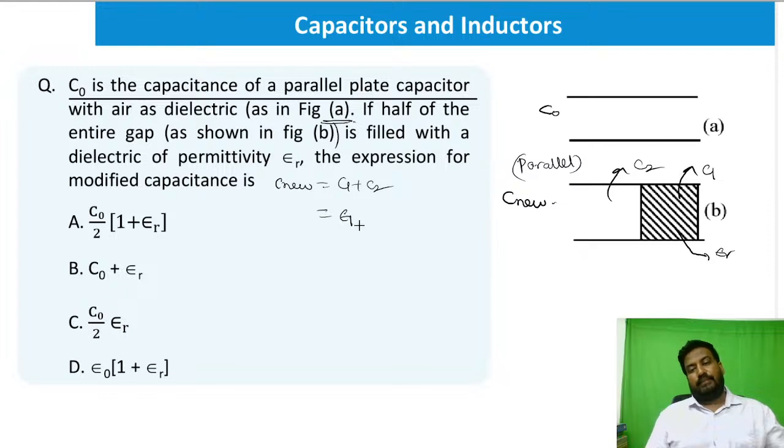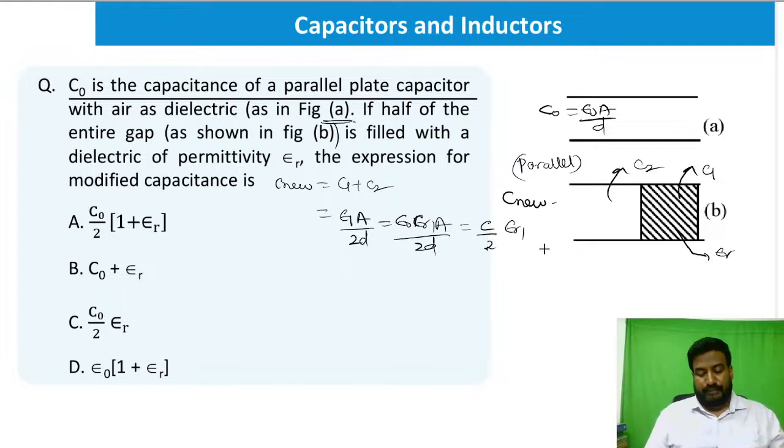How much is C1? Epsilon 1, area A by 2, by D. What is epsilon naught A by D? This is epsilon naught into epsilon R1 into A by 2D. This epsilon naught A by D is C. So C1 is C by 2 into epsilon R1. Am I right?